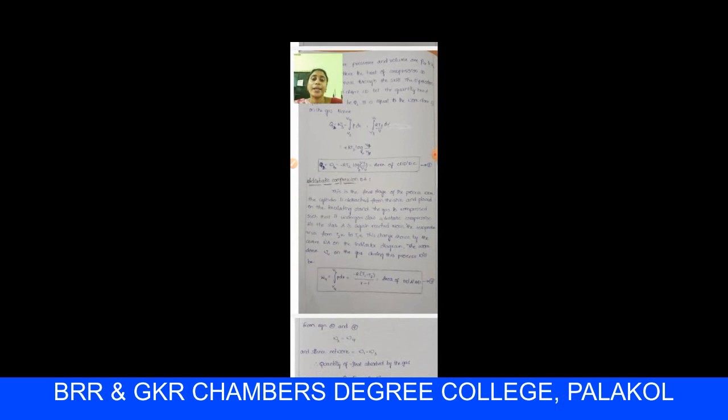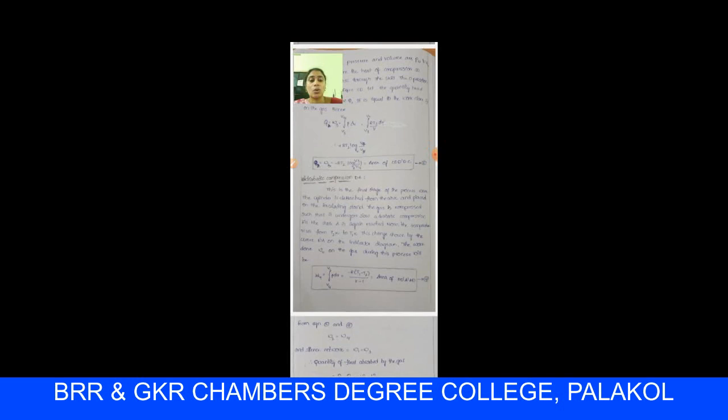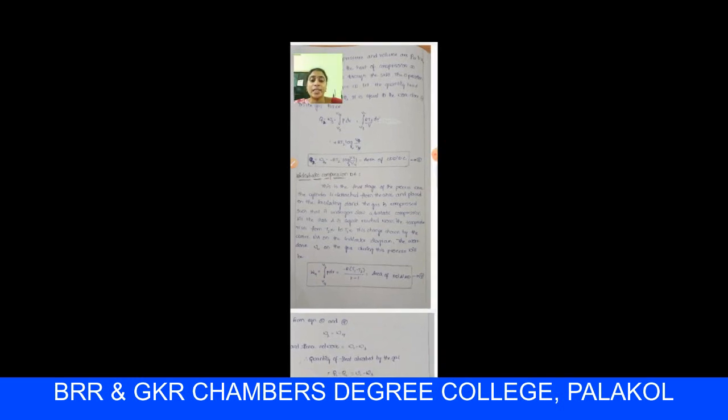And next, adiabatic compression DA. This is the final stage of the process and the last stage of the Carnot heat engine: adiabatic compression. In this process, the cylinder is detached from the sink and placed on the insulating stand. The gas is compressed such that it undergoes slow adiabatic compression till the state A is again reached. Now the temperature changes from T2 kelvin to T1 kelvin, and this change is shown by the curve DA on the indicator diagram.